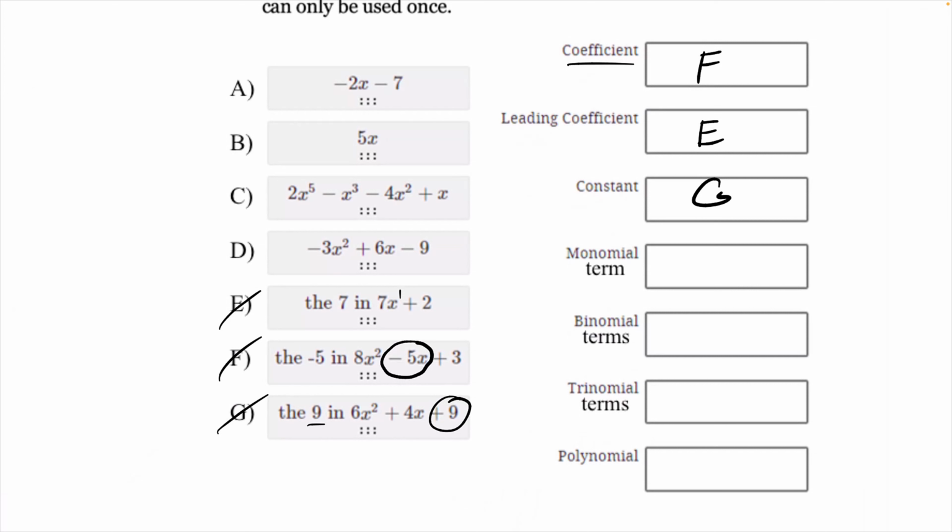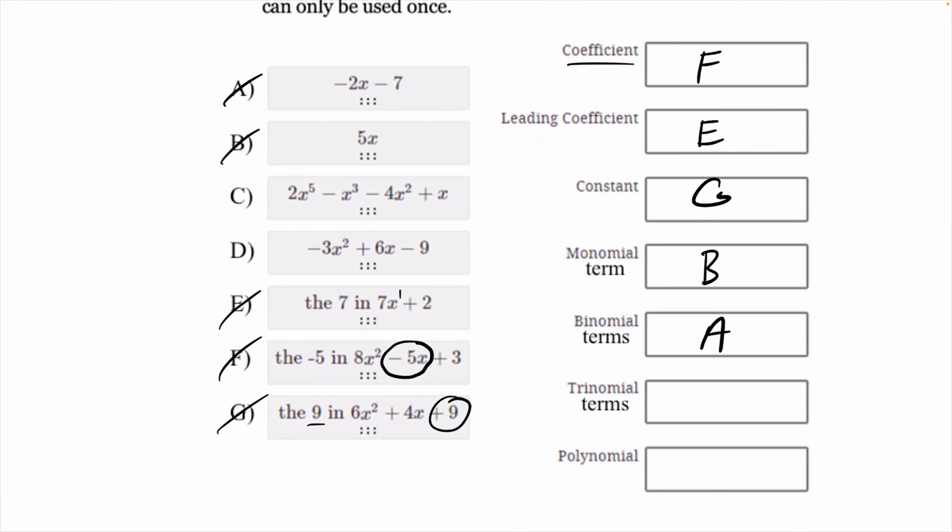All right? Monomial means one term. So which of those letters has one term? B. 5x is just one term. Binomial. Bi means two. You're going to see that word a lot on Monday. So that one has two terms. That's going to be A, because that one has two terms, right?